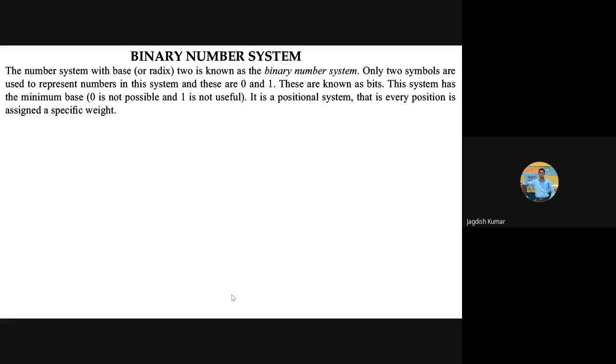And this system has a minimum base. Now this statement is something really interesting. We are saying that this binary number system is the number system with the minimum base. Why so? Because we can't have any number system with a base lower than 2. Because if the base is, say, 1, that is not at all useful. How? Because if I have to write down, say, 0, there will be only one single symbol.